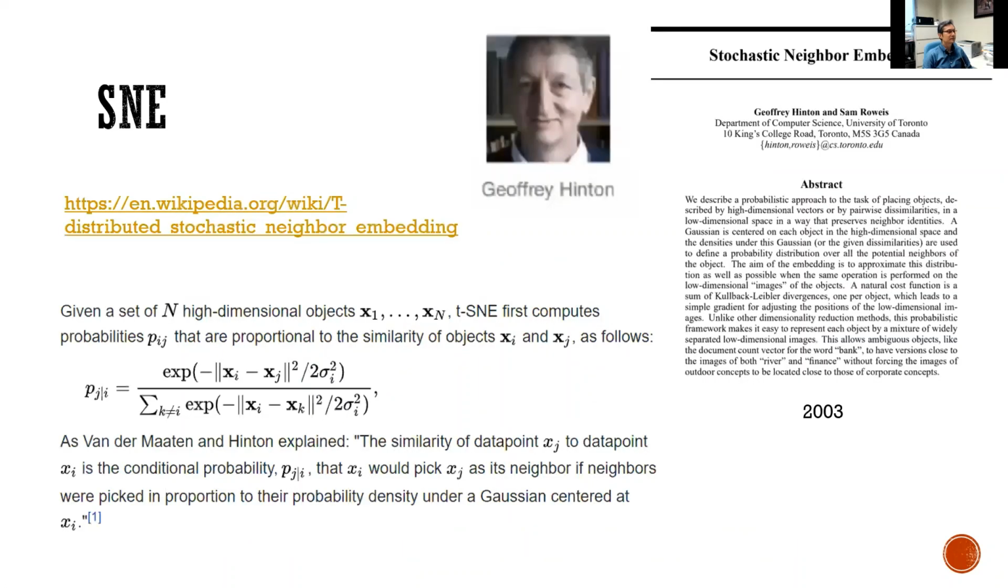The idea started from a paper published in 2003 by Geoffrey Hinton. His paper is called stochastic neighbor embedding. Here he proposed the idea of using a probability to measure the relationship between two objects. In our case, the two objects will be two cells. You can think of xi as cell i, and xj as cell j. So use the distance between these two and put it into this equation.